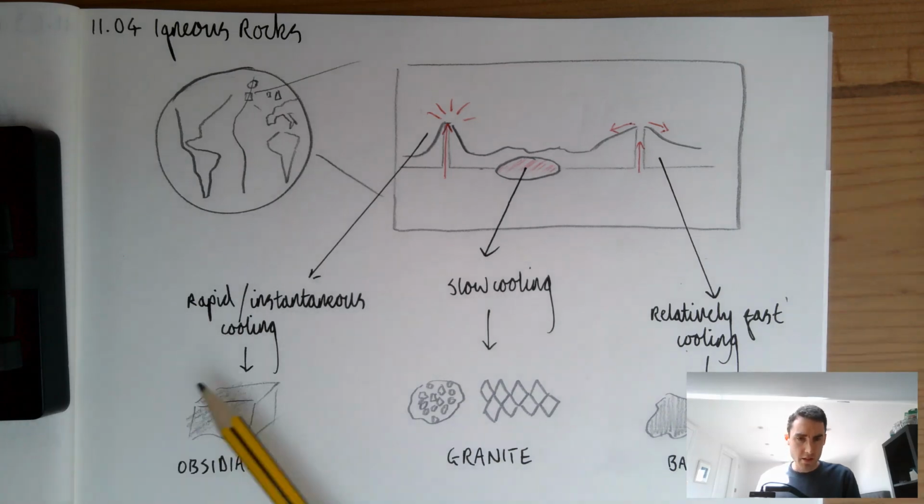And then obsidian, that's rapid cooling, and if you've got an example of that, you can show them that too. I think that's it.